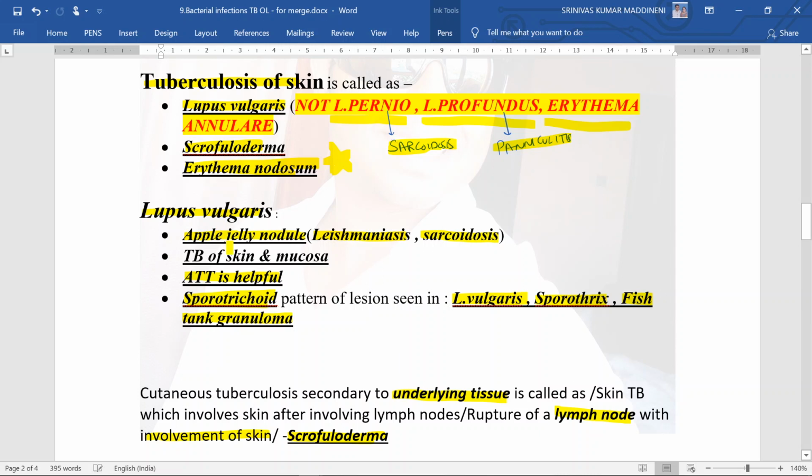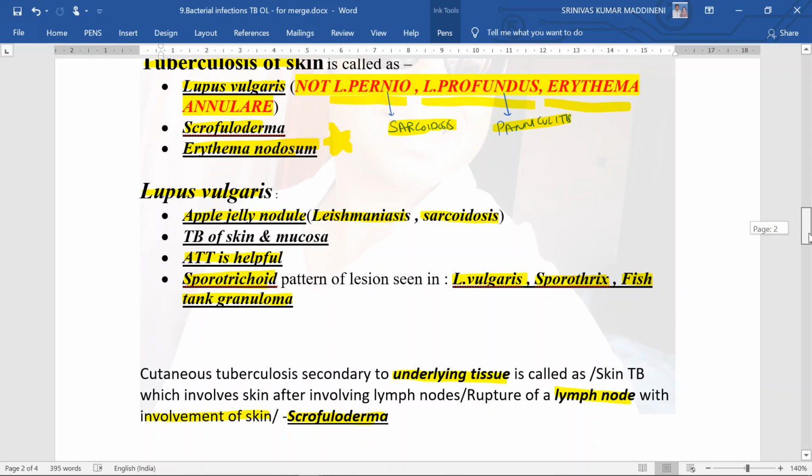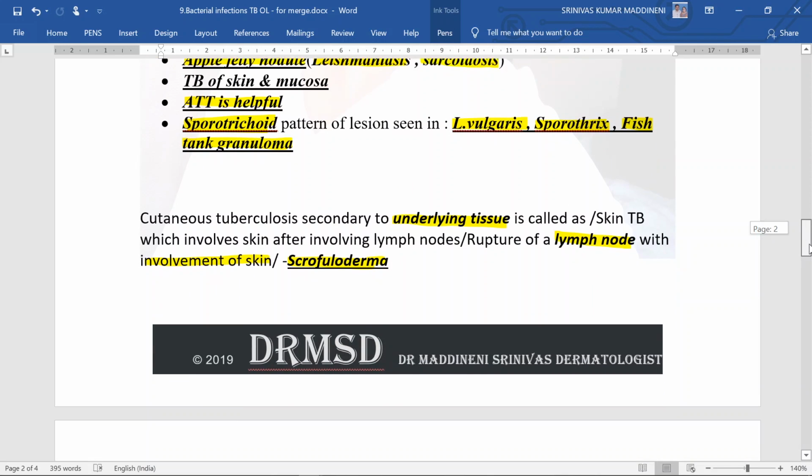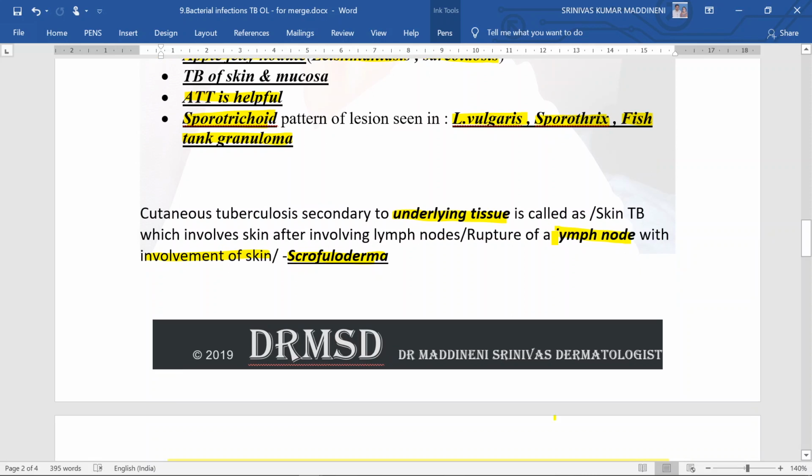Sporotrichoid pattern is present in lupus vulgaris. It is also present in sporotrichosis and fish tank granuloma. Cutaneous tuberculosis secondary to an underlying cause, due to rupture of a lymph node, as I have already told, is called scrofuloderma.